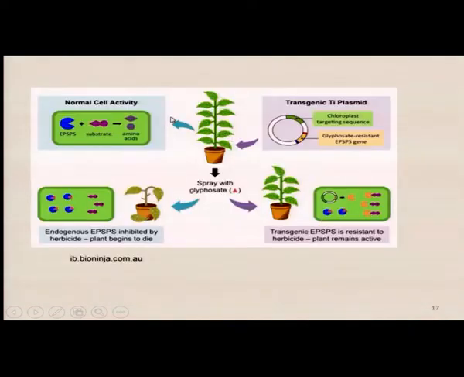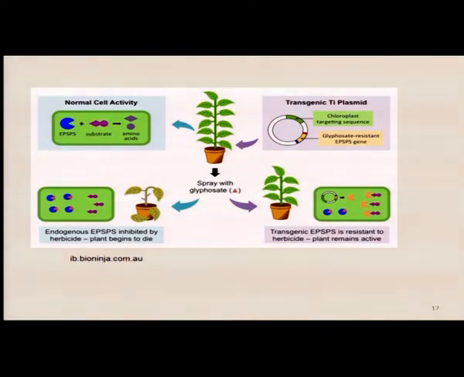So what happens here is that the normal plant will have an enzyme in the shikimic acid pathway which gets inhibited. The weeds also contain that. So when you spray it, when the shikimic acid pathway gets inhibited, the plant will die. But in this case, when we transform the plant by Agrobacterium mediated transformation, the vector, or the Ti plasmid, will contain a modified glyphosate resistant EPSPS gene. And this transgenic plant is growing up.